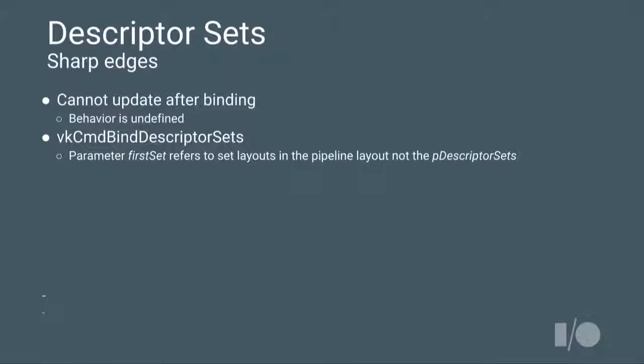All right, some sharp edges on descriptor sets. Once you bind the descriptor sets, you can't do any updates to them until the next iteration of the command buffer, and then you should do it before binding. Here's the one really confusing thing that caught me off guard with binding descriptor sets. This function, vkCmdBindDescriptorSets, has a parameter called firstSet. It wasn't obvious from the spec what this meant, and I thought it meant the index into pDescriptorSets, which is another parameter.